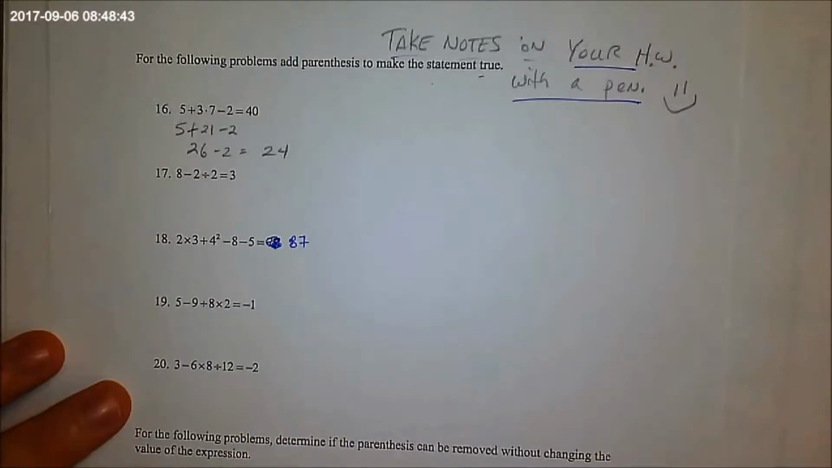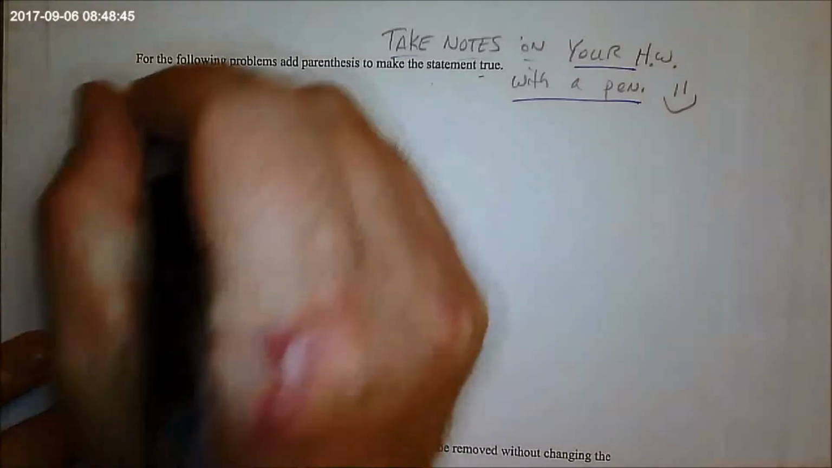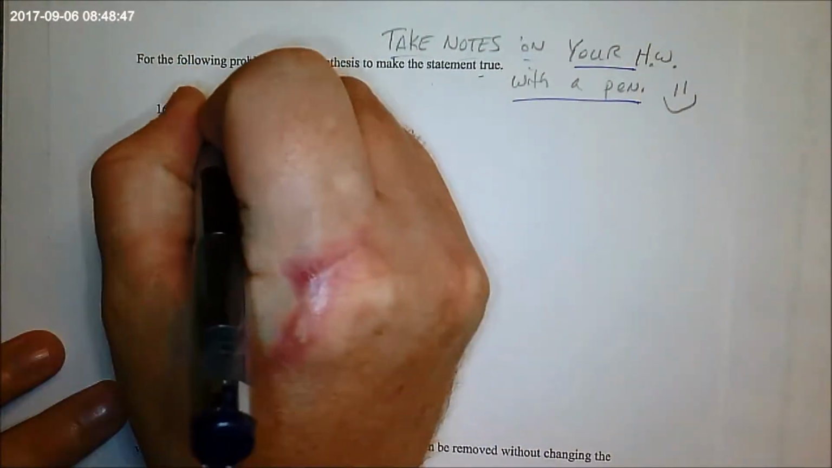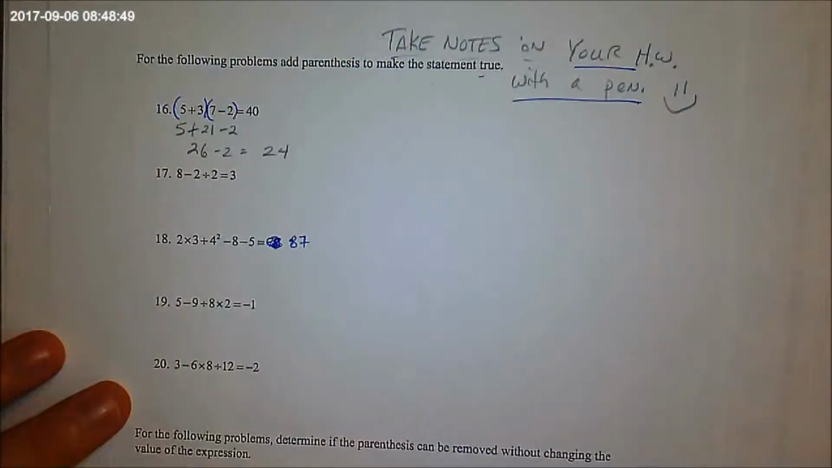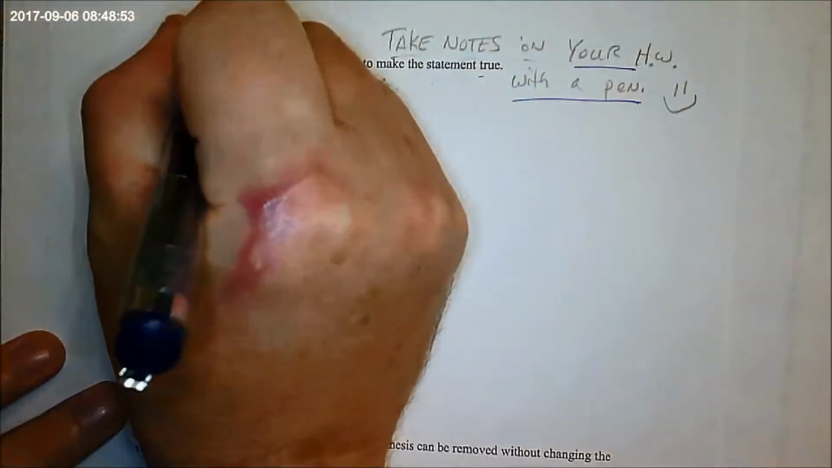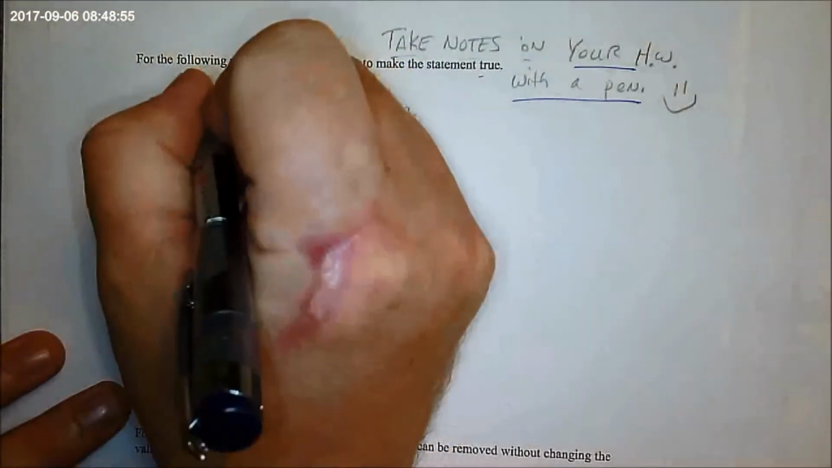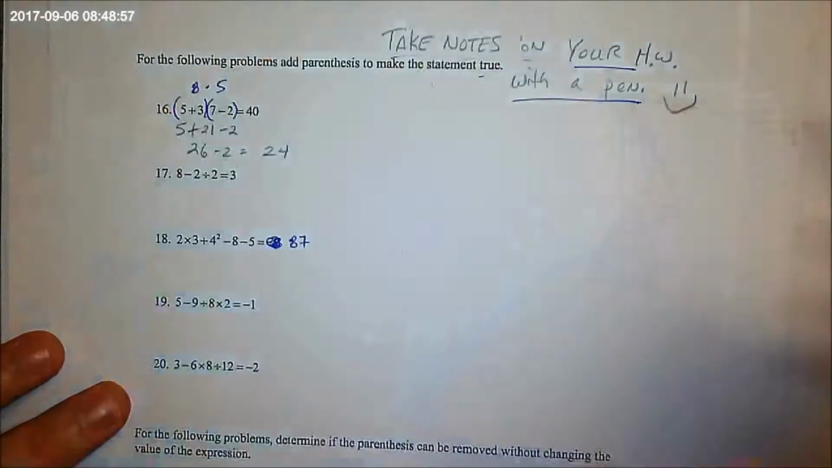So that's not right. So I'm thinking, oh, I see it. 8 times 5 is 40, right? That's 8 times 5. See? 8, because you would do the parentheses first, times 5. That's your answer.